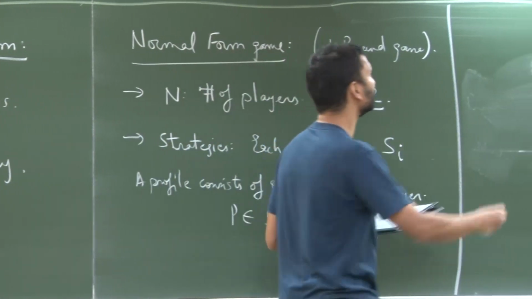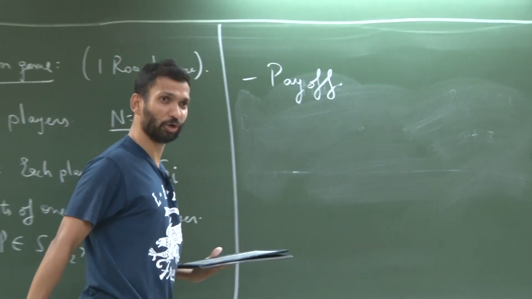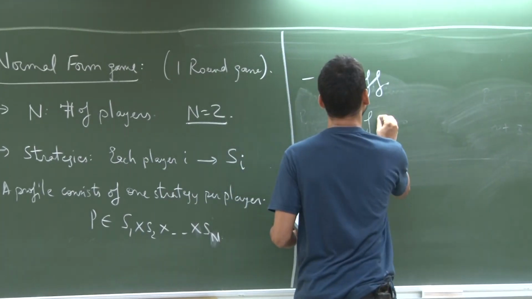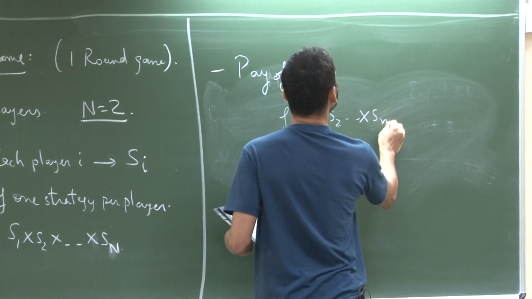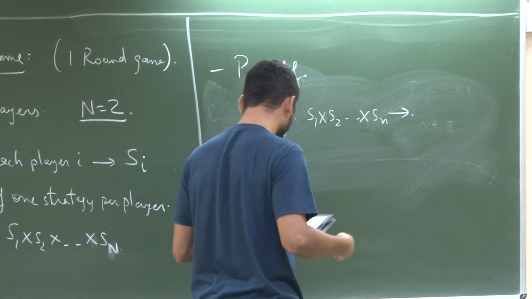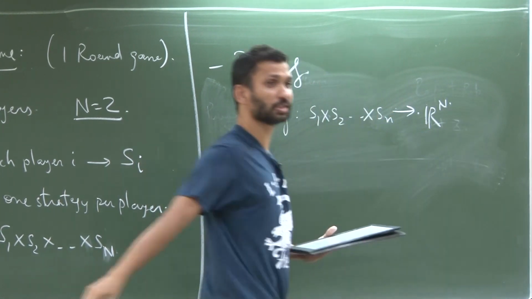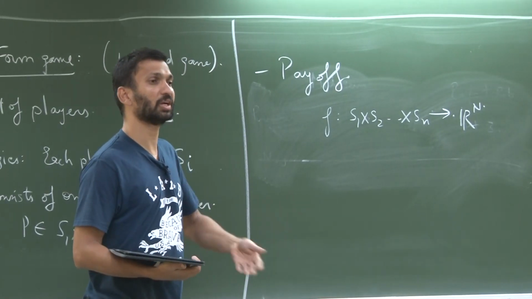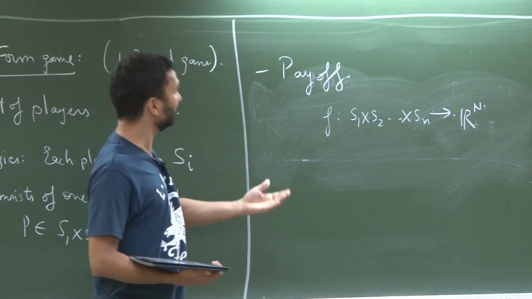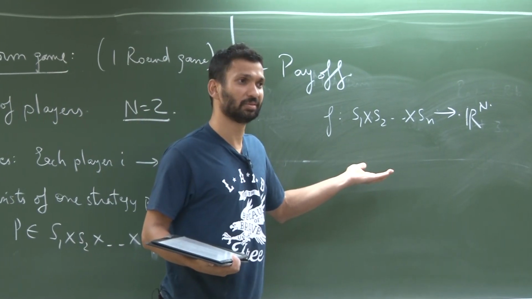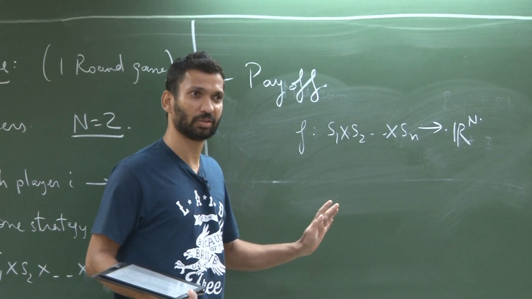Thank you. And then, the most important thing, payoff. This is basically a function from, so you take any profile, it gives you n numbers, which are the payoffs given to each of the parties. And each player wants to optimize his or her payoff. Okay, sounds good?